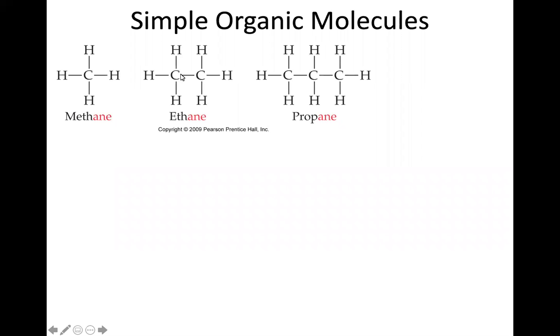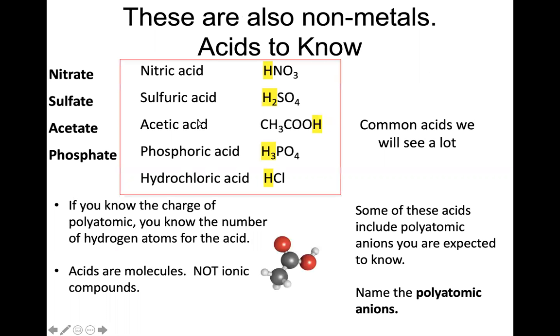I see 2 carbons, and all the way around it are hydrogen. I see 3 carbons, all the way around it are hydrogen. These are examples of what are called alkanes, where you're changing the number of carbon atoms. When you have 1 carbon atom, it's methane, 2 ethane, 3 propane. Notice they all have an ANE ending on it.